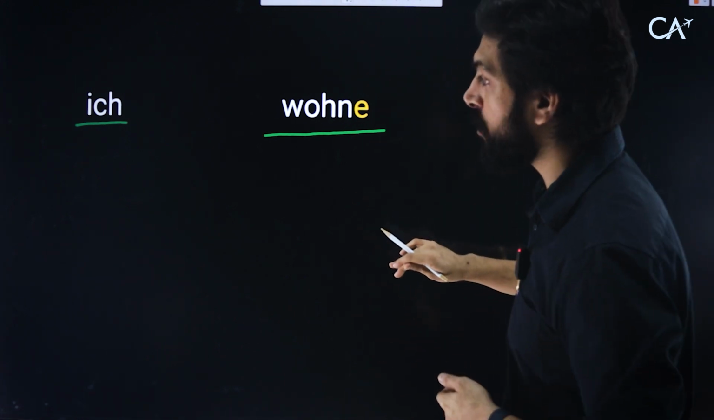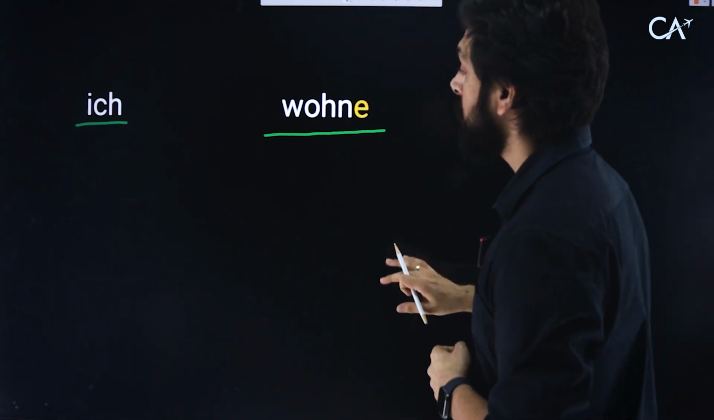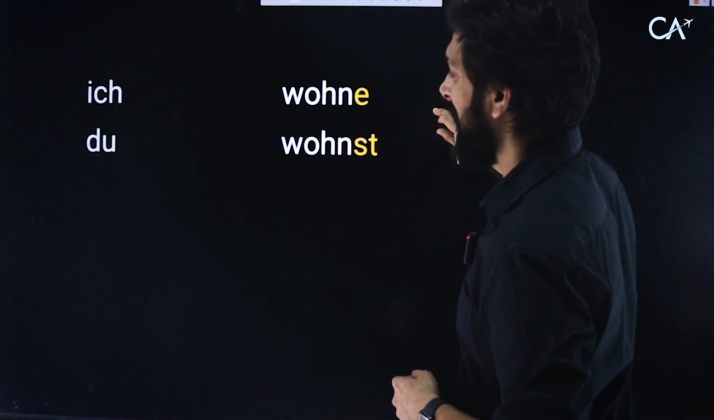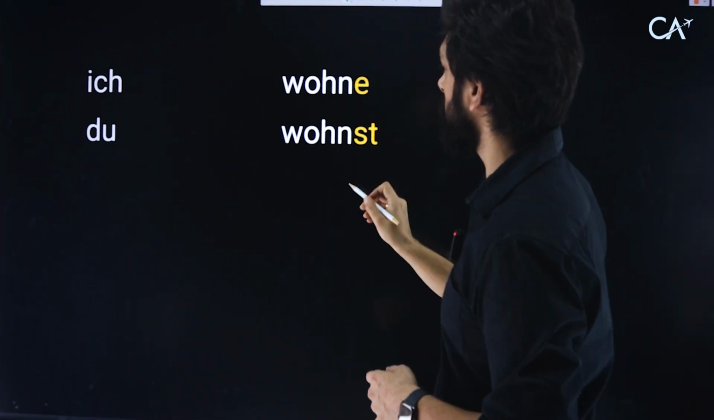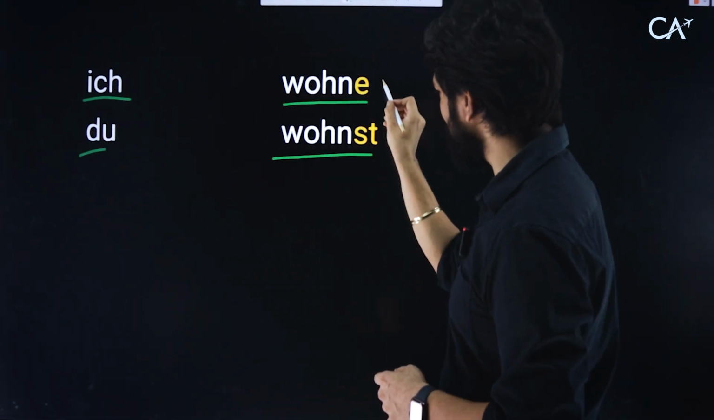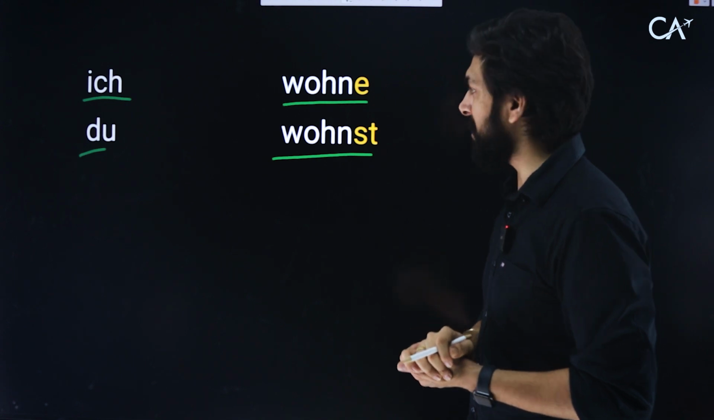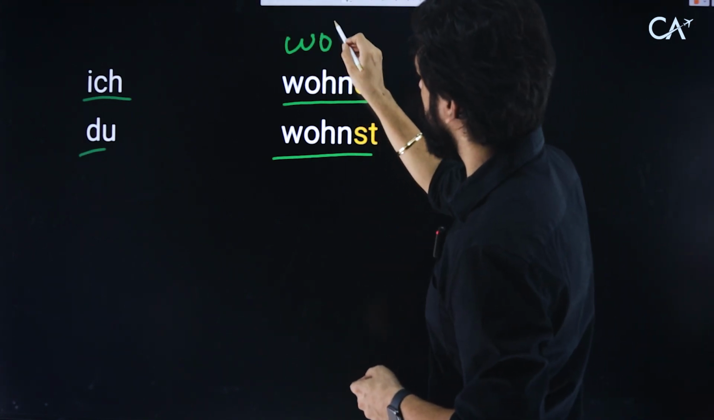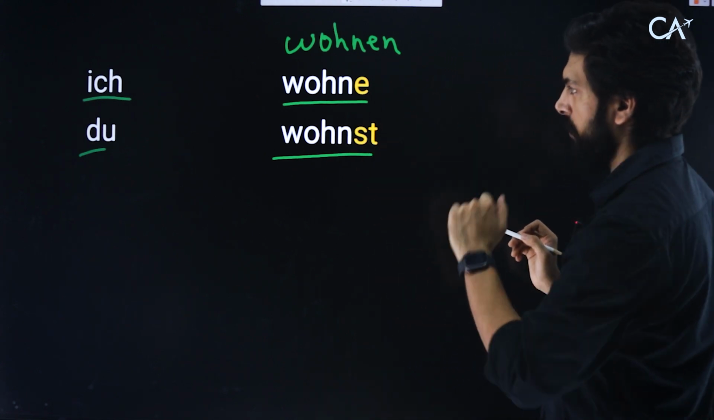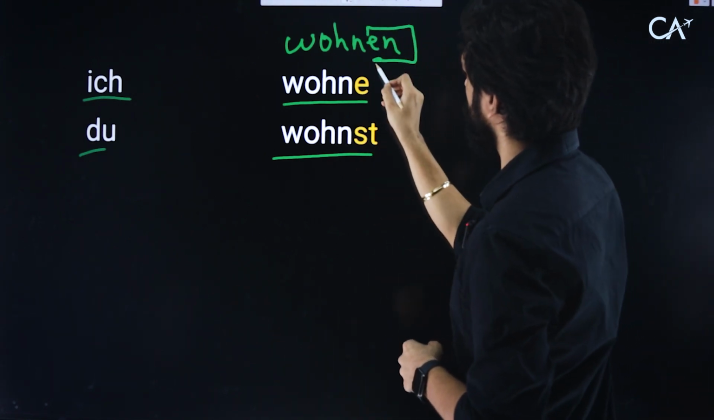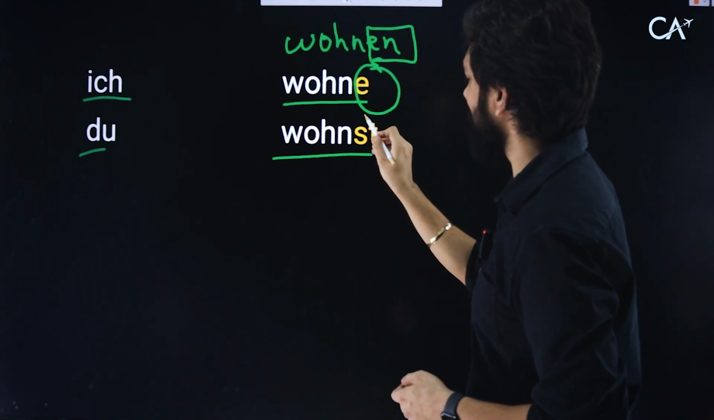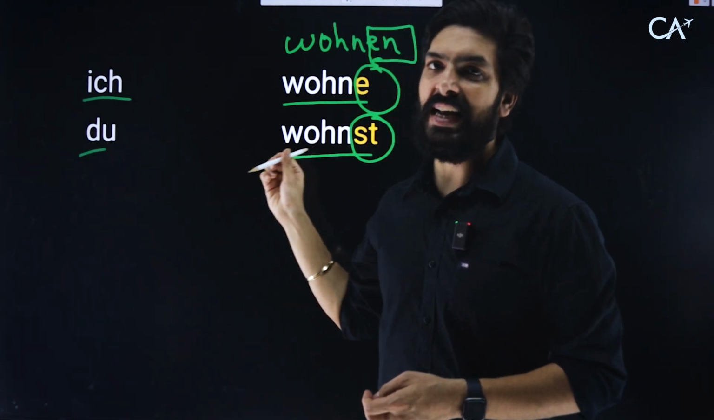And if you want to go with the next one, do you remember what the next one was? Next one was du, and that is du wohnst. Ich wohne, du wohnst. Now you can see there is a color change as well. That means the real format is wohnen, and with every personal pronoun we change only the last two letters, that is, en is changed. So here we add e, here we add st. With du we add st.